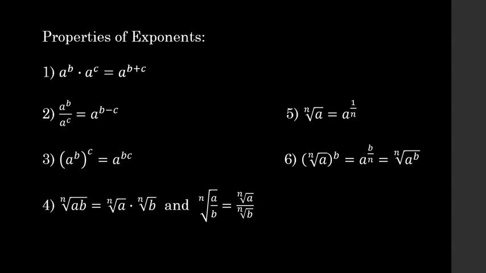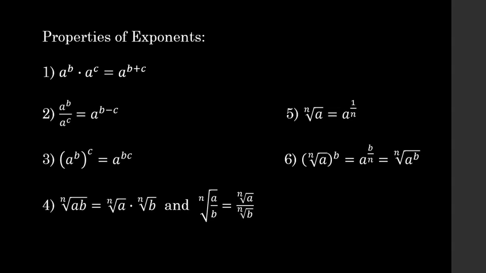Fourth, for any root that we take whatsoever, could be square root, cube root, fourth root, sixth root, 10th root, whatever. The nth root of the product of two things is equal to the product of the nth roots, and the nth root of the quotient is equal to the quotient of the nth roots.